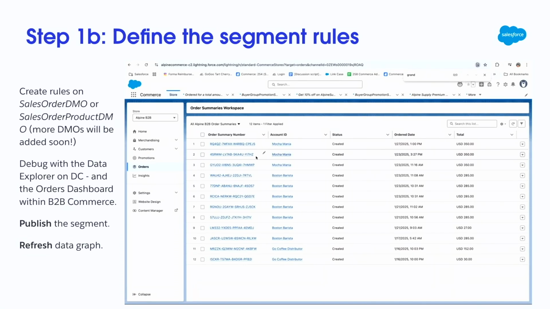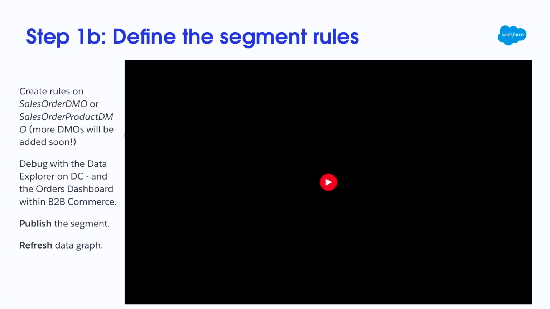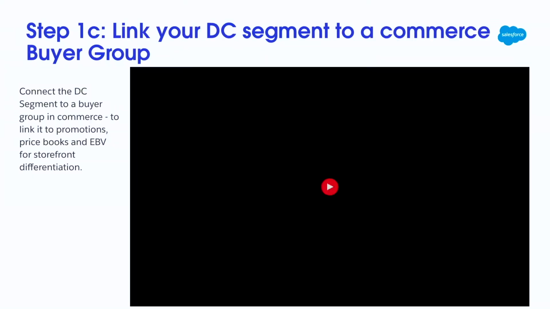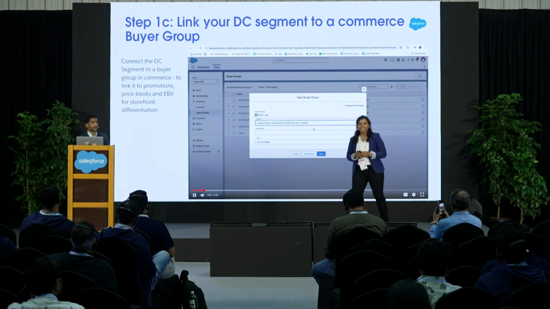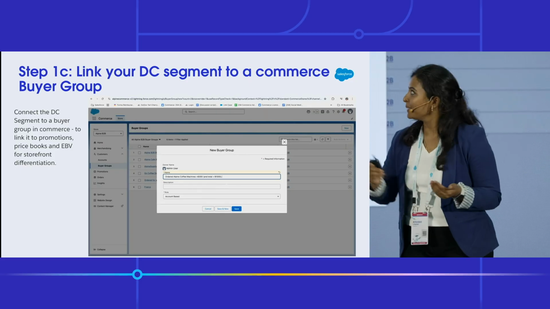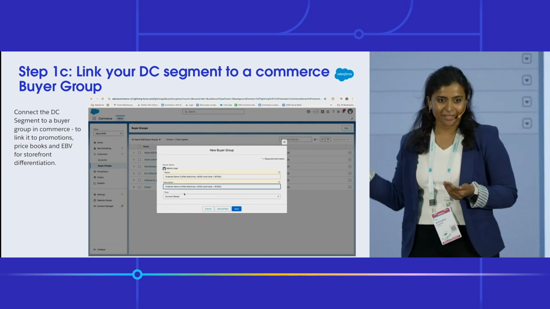She sees it is Mocha Mania, one of the cafes that purchases from Alpine Coffee B2B and now qualifies as a high value business account. Now that's done. The final thing that Lauren has to do is to define her target segment, and link that target segment to a buyer group in commerce.